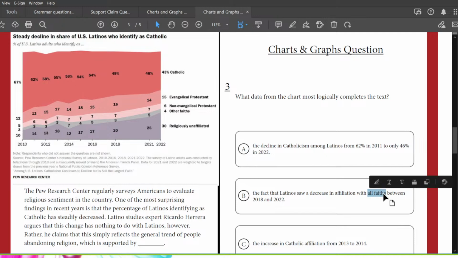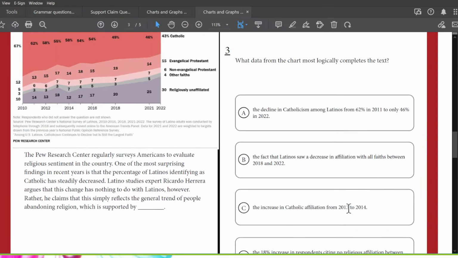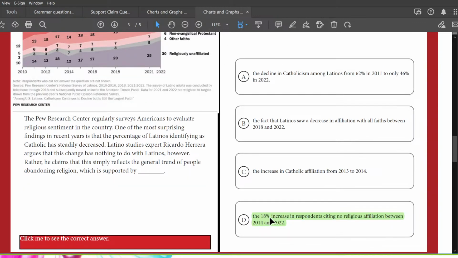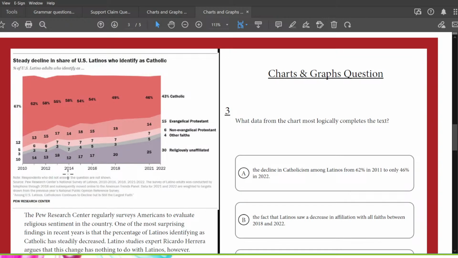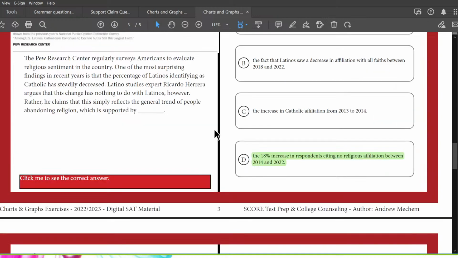And again, usually when I see "all," I'm reluctant to mark that. But in this case, I wanted to confirm it. And I can see here that other faiths actually saw an increase between 2018 and 2022. So that doesn't quite work. And then the increase in Catholic, that wouldn't work at all. We're looking for something opposite. 18% increase in respondents saying no religious affiliation. That seems like good data for this, because he's looking for data about abandoning religion in the United States, and that's what he sees there. And if I want to confirm it, 18% from 2014 to 2022 goes from 12 to 30. So yeah, that checks out. Okay, so I think everybody got this right. Good job.